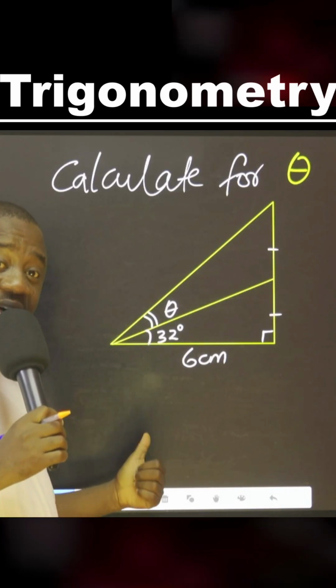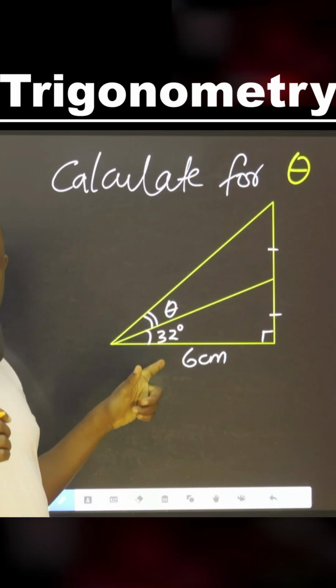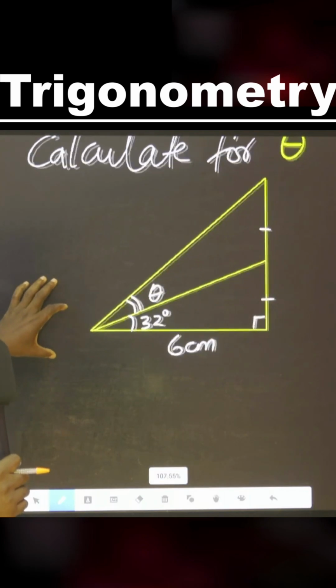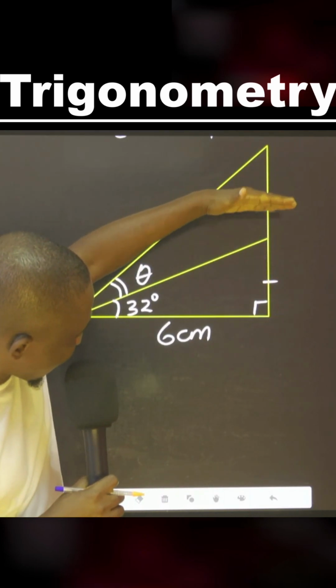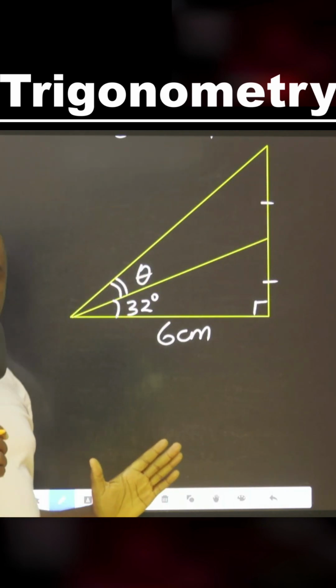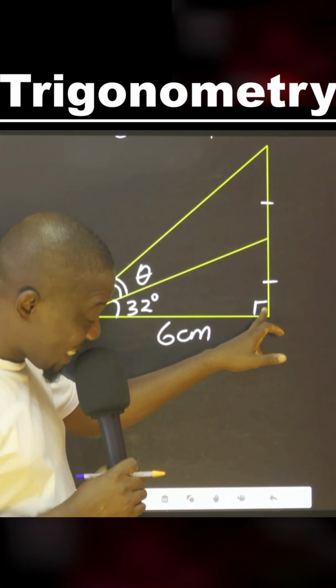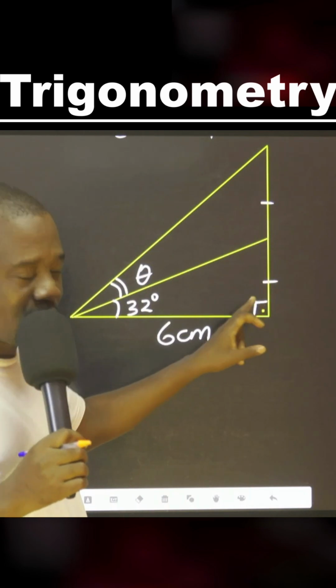Look at this. We are asked to find theta. Okay? Don't panic. This means that this line and this line are equal. That is the first thing. This means 90 degrees, a right angle triangle.